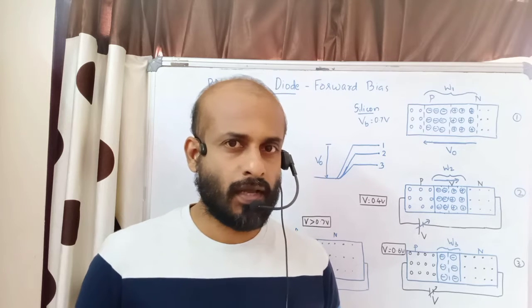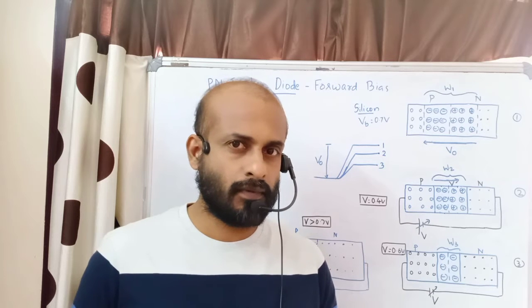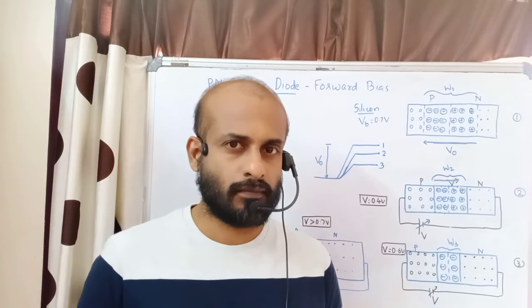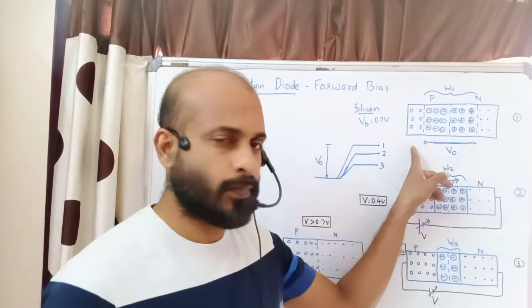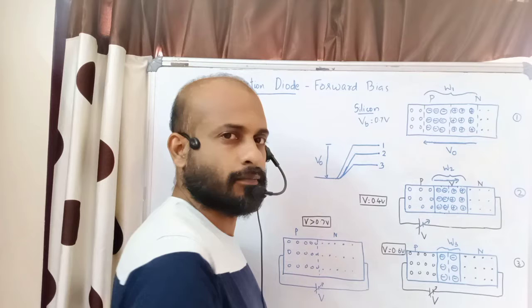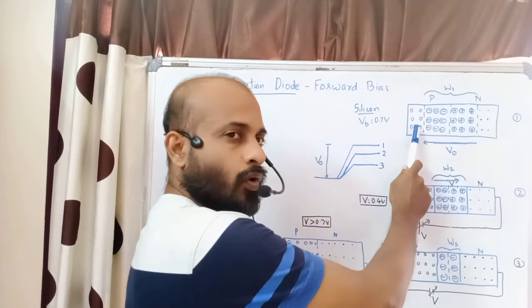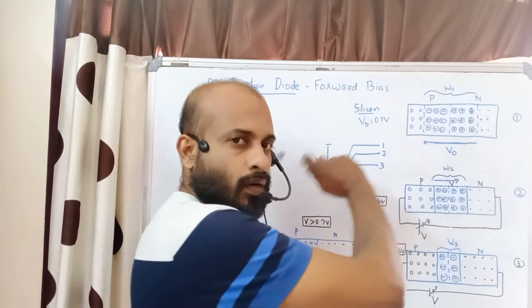A PN junction diode has two types of semiconductors. One is N type and the other is P type. They are very close together. We can see that here in this PN junction diode, this side is P side and this is N side. P side has a large number of electron holes, N side has a large number of electrons.